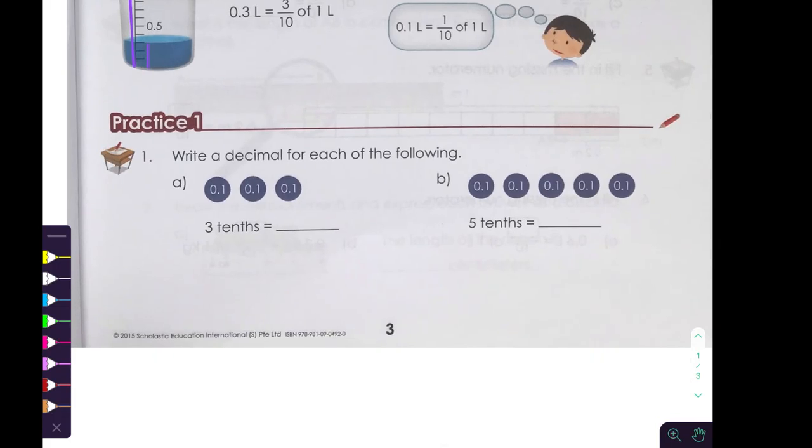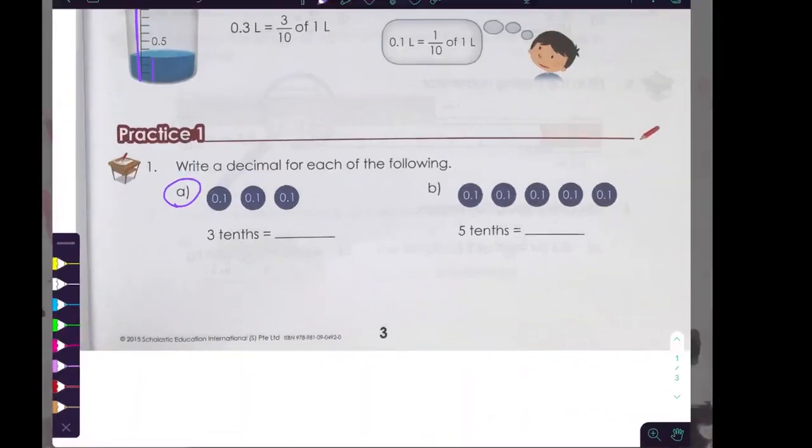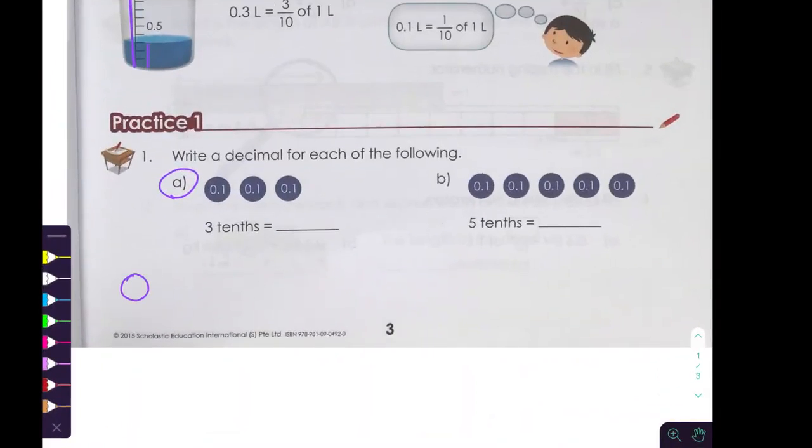Practice 1. Write a decimal for each of the following. A, 3/10. So 3/10 means what? Okay, 3/10 means 3 over 10. Can I write that? But it says as a decimal. Because it says as a decimal, then I have to write it as a decimal.